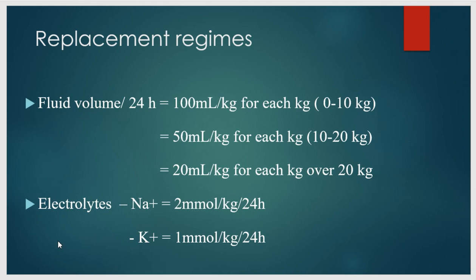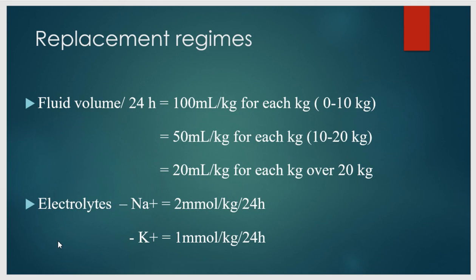For fluid replacement, fluid volume for 24 hours, according to the weight: for the first 0 to 10 kg weight, 100 ml per kg for each kg calculated. The next 10 kg, that is from 10 to 20 kg, 50 ml per kg for each kg, again calculated. And over 20 kg, for each kg, just add 20 ml to that.